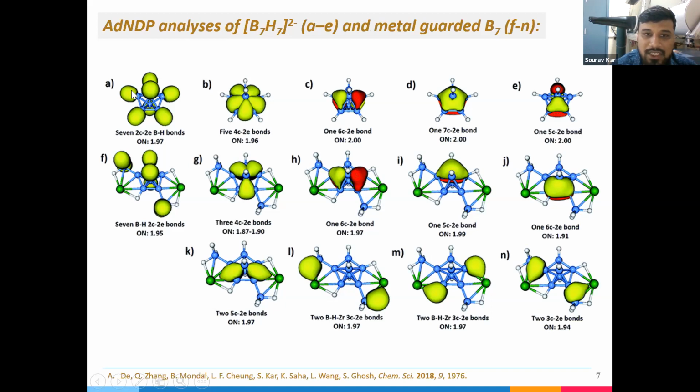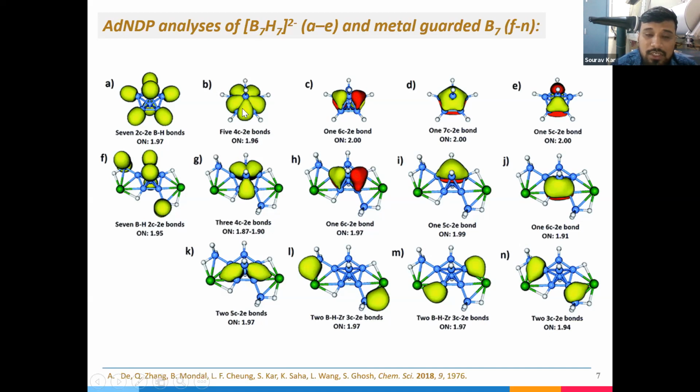The orbitals of the B7H7 parent are presented here from A to E, and our metal-guarded B7 is from F to N. If you have a close look at this orbital diagram, you can see that the parent B7H7 has 7 sigma 2-center 2-electron BH bonds, and at the same time our metal-guarded B7 also has 7 sigma 2-center 2-electron bonds, whereas the parent B7H7 has 5 4-center 2-electron bonds. In our metal-guarded B7H7, there are 3 4-center 2-electron bonds.